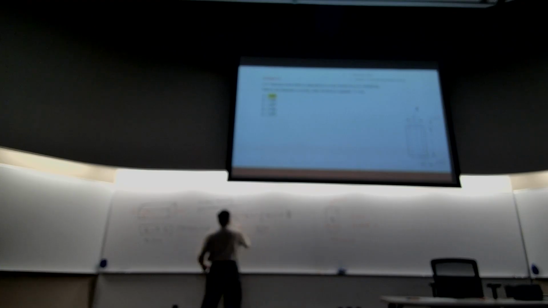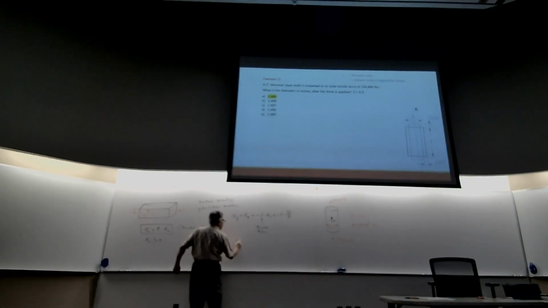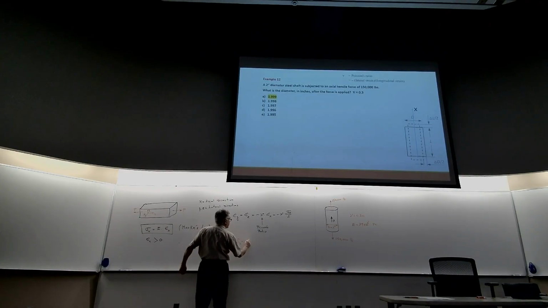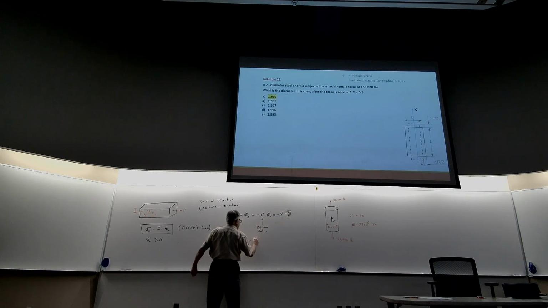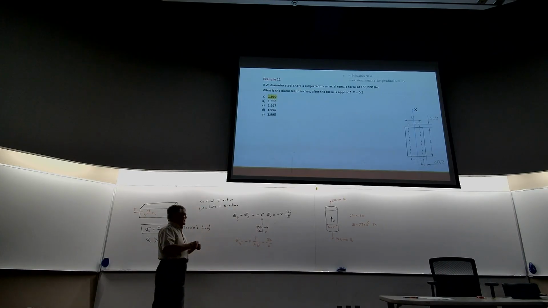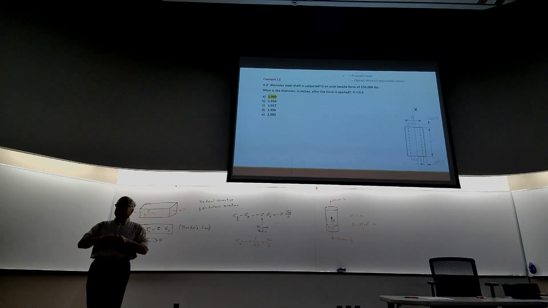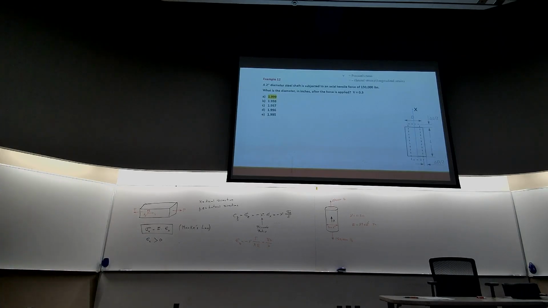So this becomes epsilon in the diameter direction is minus nu, sigma is P over A, and epsilon D means the change in diameter divided by the initial diameter. So let's spend 4 or 5 minutes to crunch the numbers, and hopefully you will agree with the answer highlighted here.